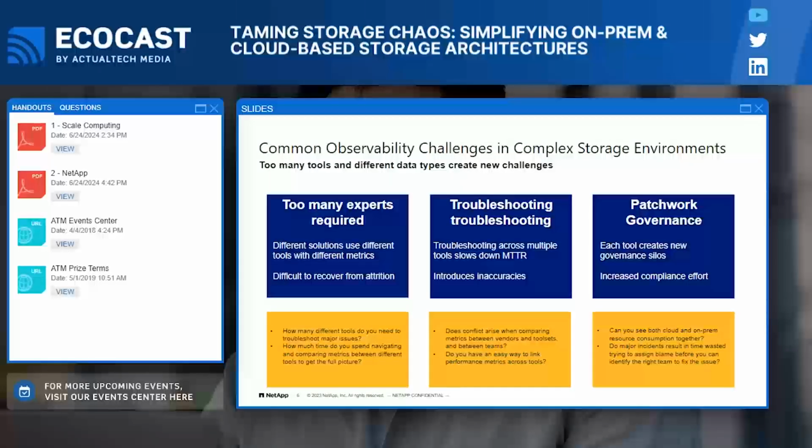But a tool set where everybody can get in and look at the same information, that's all taken at the same time. I mean, one of the questions here at the bottom right is, does conflict arise when comparing metrics between vendors and tool sets and between teams?